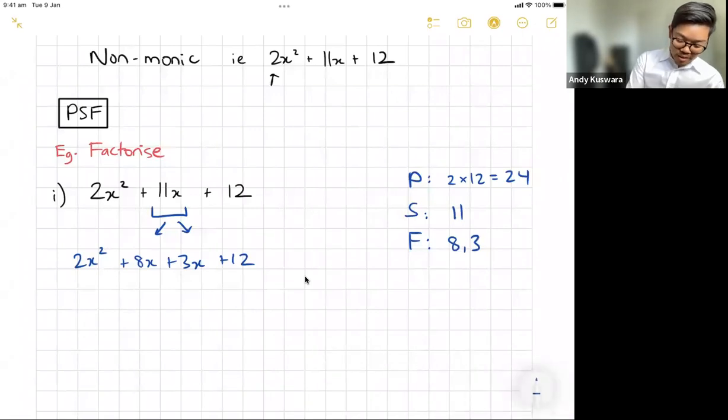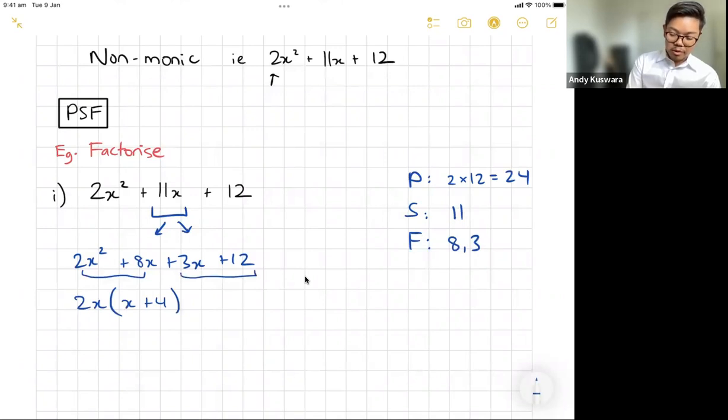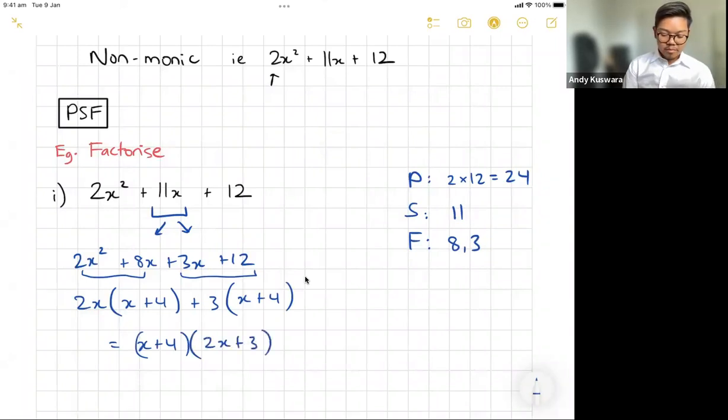And so for here, I'm going to take 2x out as a common factor. I can see it'll be x plus 4 for the first two terms. And for here, the common factor I can see between 3x and 12 will be 3. Okay, and that's going to leave me with x plus 4. And I can see here I've got something common. It's just going to equal x plus 4 in one bracket. And your other bracket will be 2x plus 3. And that will be your factorization.